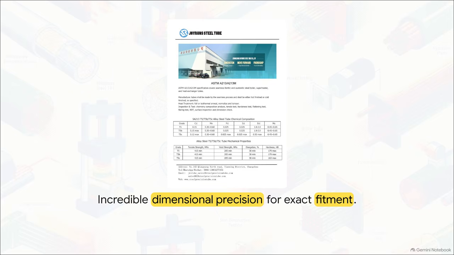For an outside diameter of under an inch, so 25.4 millimeters, a cold-drawn A213 tube is held to a tolerance of plus or minus 0.10 millimeters. To put that in perspective, that is roughly the thickness of a single strand of human hair. It's a level of exactness that guarantees a perfect fit and perfect flow inside complex heat exchangers.